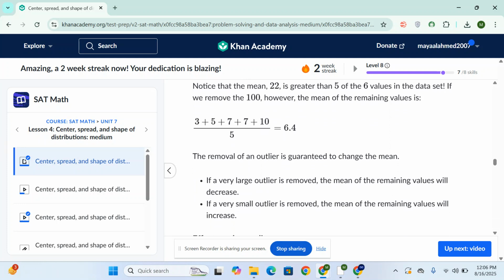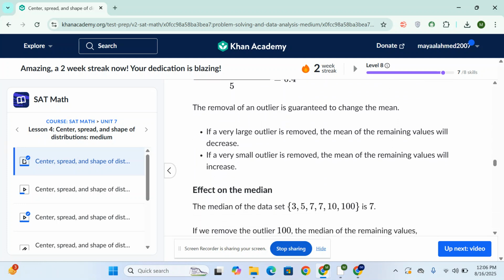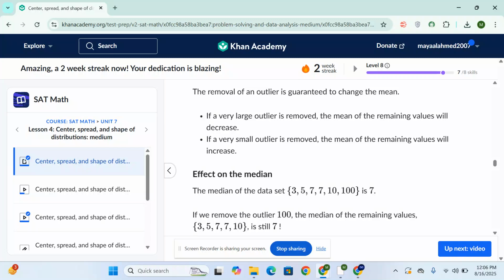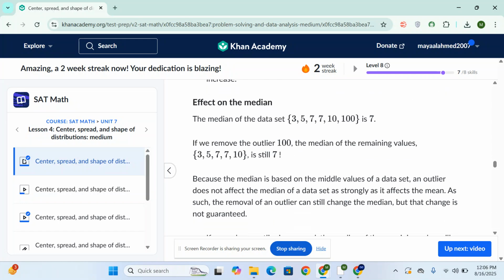So the removal of an outlier is guaranteed to change the mean. If there's a very large outlier and it is removed, then the mean of the remaining values will decrease. If there's a very small outlier and it's removed, then the mean of the remaining values will increase.